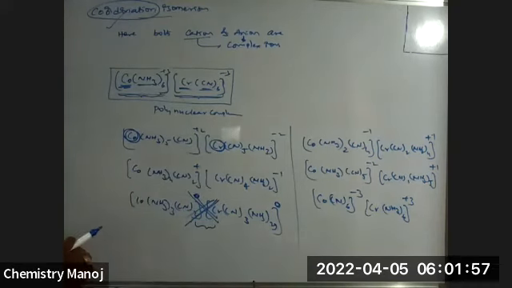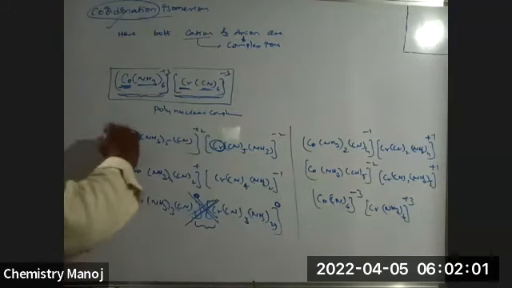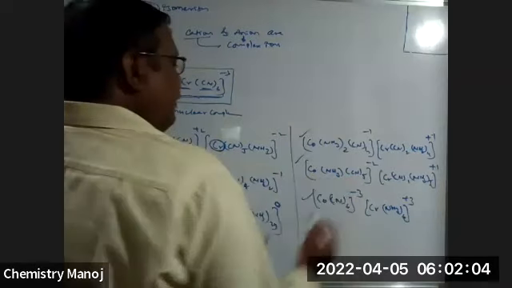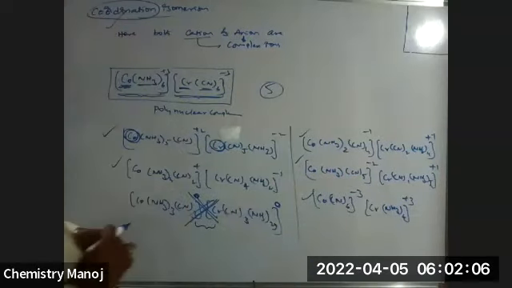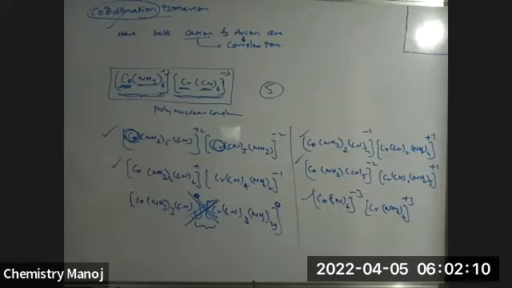There will be two per compound. No. 1, 2, 3, 4, 5. Total 5. So it is not 6, my dear. 5 complexes we can write. Is there any confusion?